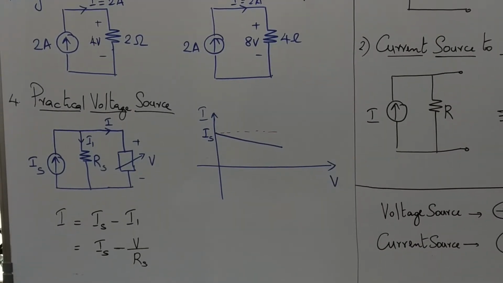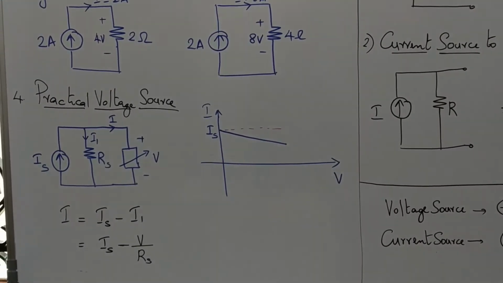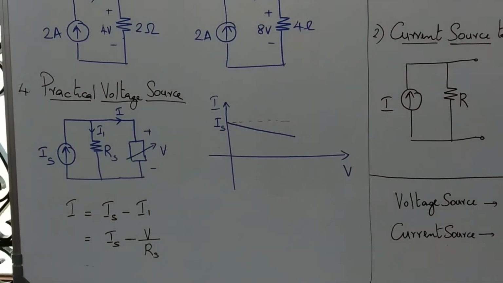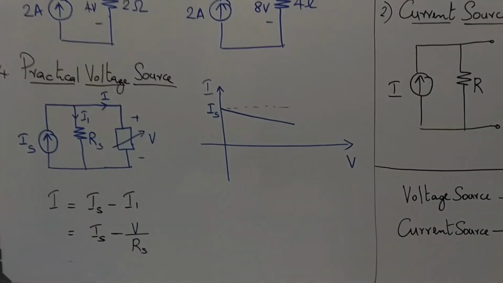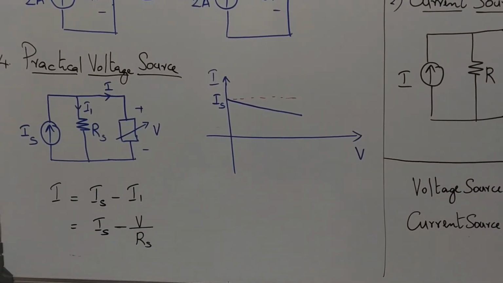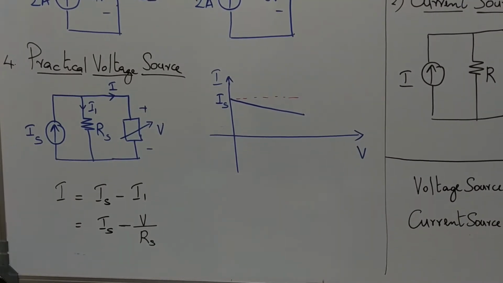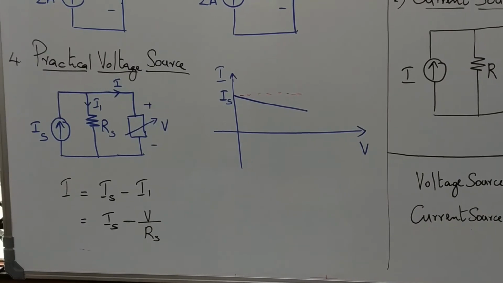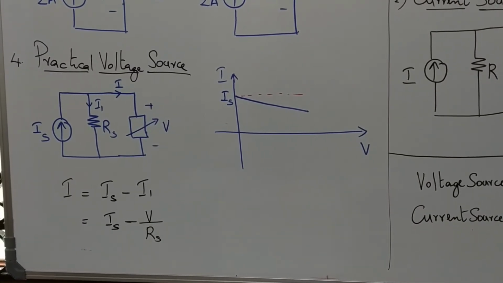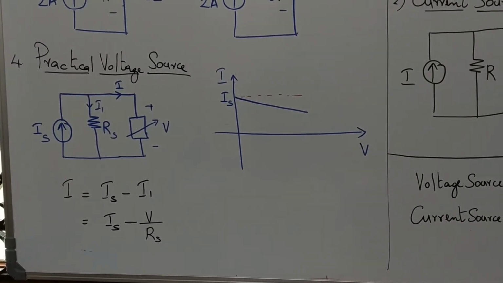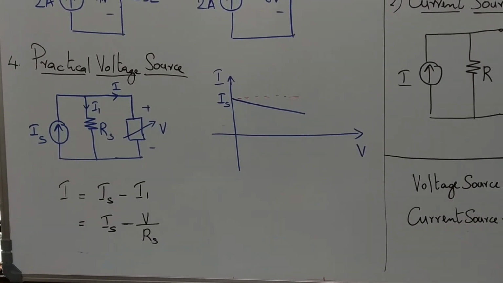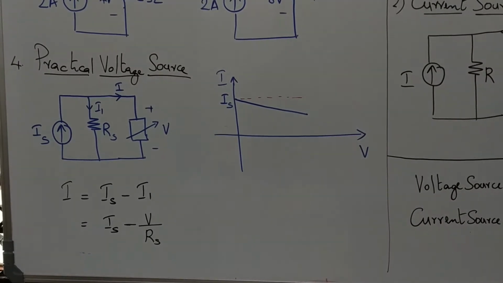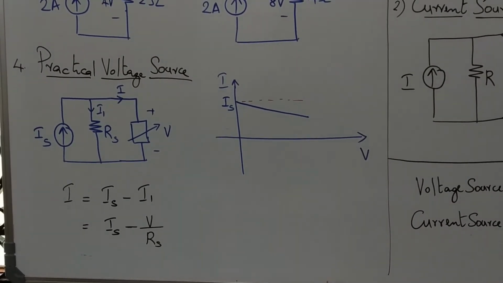Next is practical voltage source. In practical voltage source, the internal resistance is a finite one and you can see it in parallel to the current source. So for a practical voltage source, there will be an internal resistance parallel to the current source. So what happens is, when you connect a load across the current source, some amount of the current will flow through this internal resistance, so that the output current will not be same as that of Is, the source current.